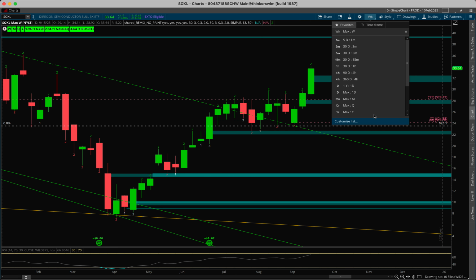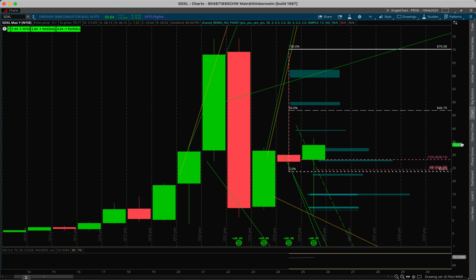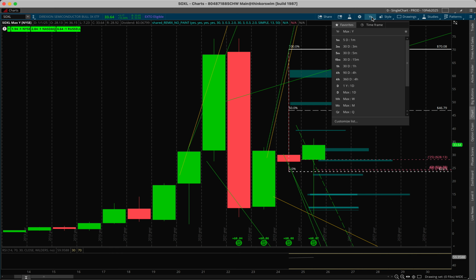So the longer we stay above this 28.13 level and stay green on the year, the better chance we have of finishing the year green and triggering the 2 down, 2 up next year, which would target the high of 2024, which is at 70.08. So that's how we're looking from a higher time frame perspective. Things are looking very good for the bulls.